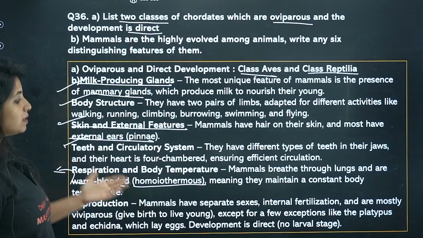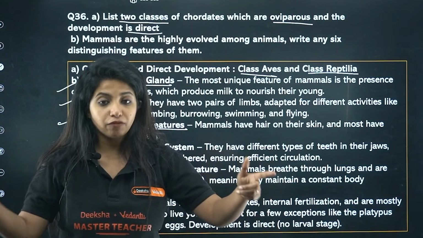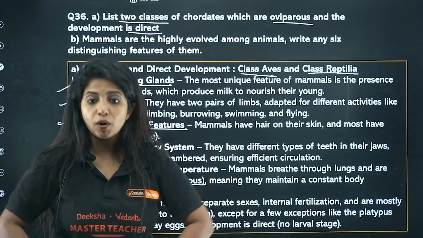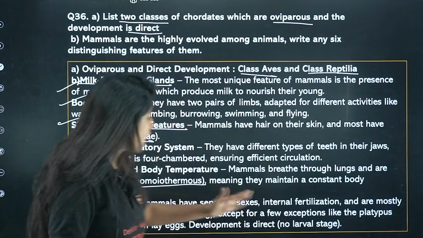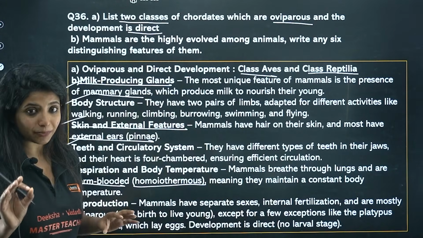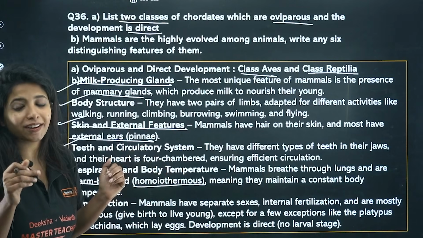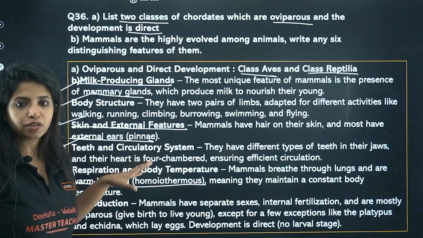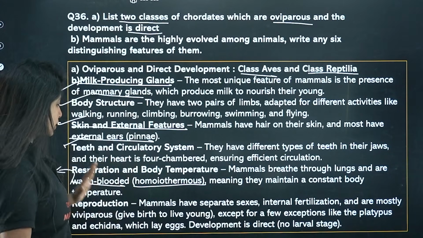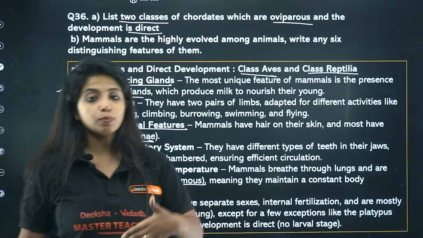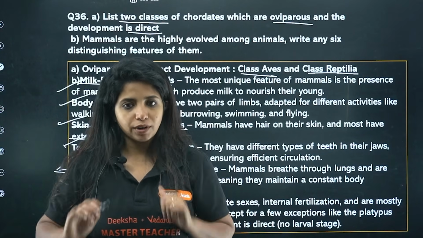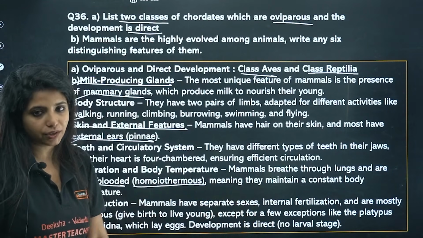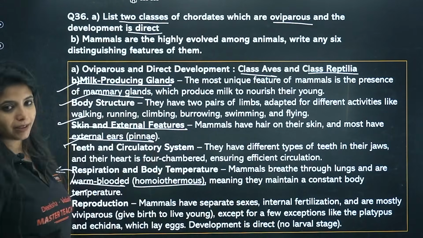Now, reproduction. Mammals have separate sexes. Yes, do we? Males and females are separate. And internal fertilization is there. Male and female gametes are going to fuse within the body of the female. So that is internal fertilization, and they are mostly viviparous. Yeah, mostly. It's not like all the mammals are viviparous. There are some exceptions. For example, platypus is not viviparous. Echidna is not viviparous. So you should know that not all mammals are going to be viviparous. Viviparous means directly giving birth to young ones, and oviparous, you know, right? Yes. So that's it. And the development is going to be direct. There is no larval stage anyway. So this is how it goes. I hope this is clear.